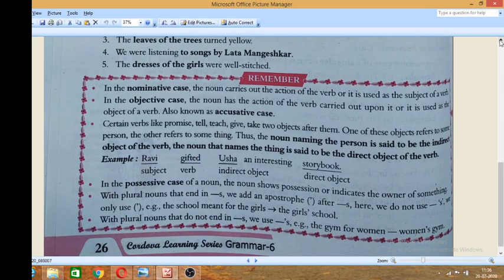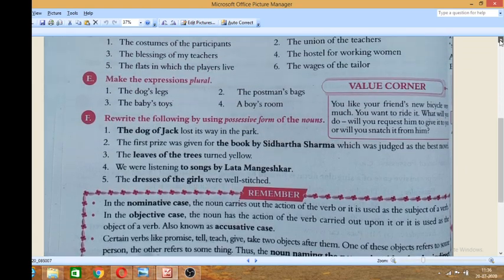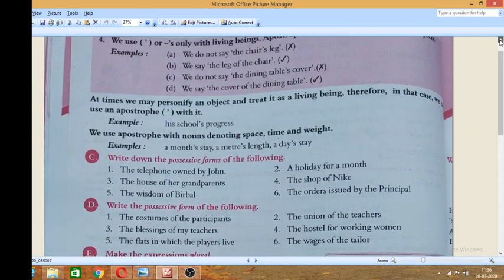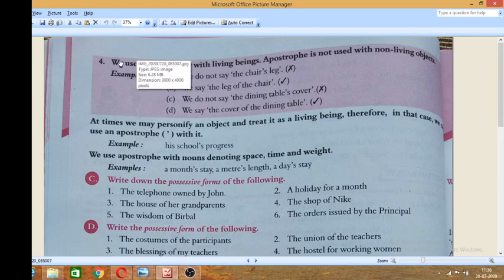Come to the next page, you'll get some exercises. Some of the exercises have been given here. Okay, there is another rule. We use apostrophe s with living beings. Apostrophe is not used with non-living objects. Suppose we do not say the chair's leg, we say the leg of the chair. We do not say the dining table's cover, we say the cover of the dining table.